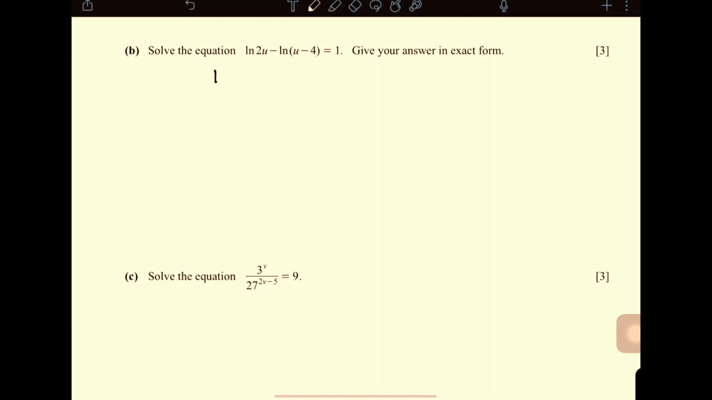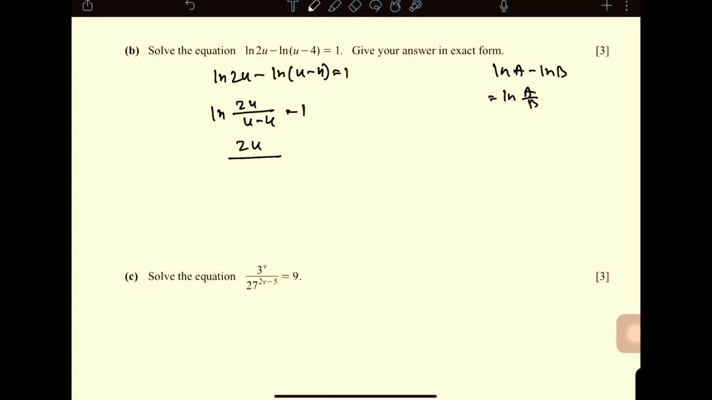So ln 2u minus ln u minus 4 equals 1. We know that ln a minus ln b equals ln a divided by b. So let me use this concept here. ln 2u divided by u minus 4 equals 1.